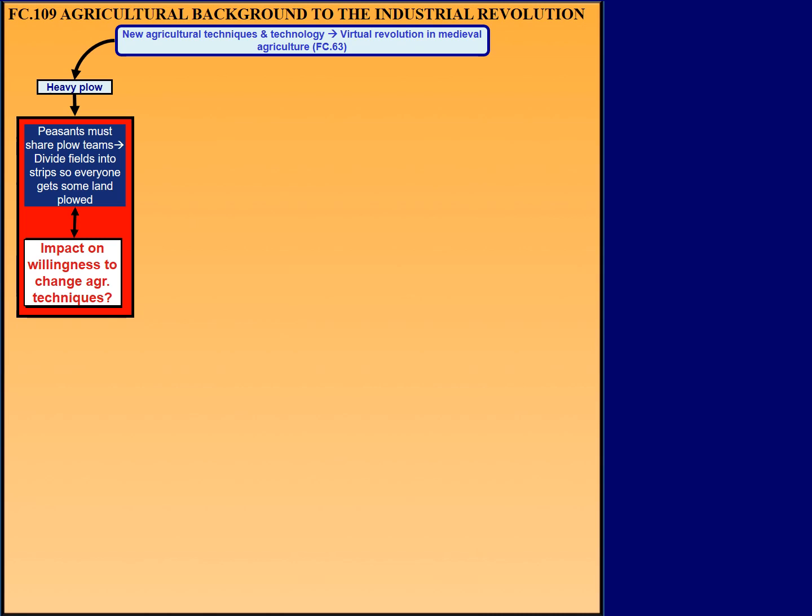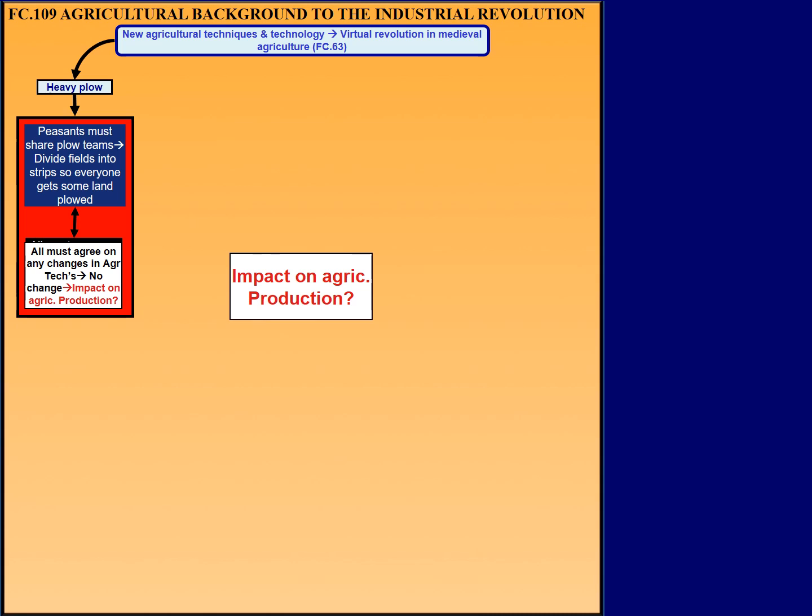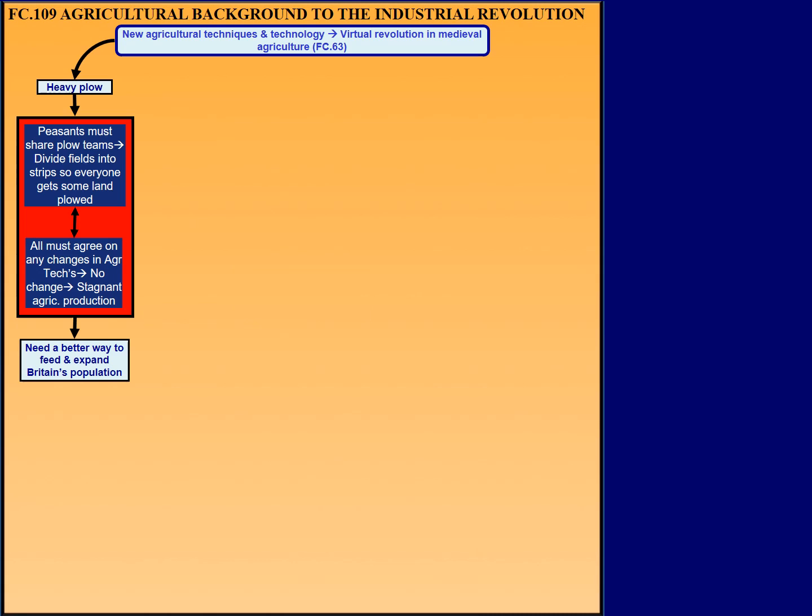If you're ploughing common land in these thin strips, how willing do you think you would be to change your agricultural technique? Probably not very. Everyone would have to agree on any new technology that was going to be introduced. What's that going to mean for agricultural production? Well, it's going to be stagnant. So they're going to have to find some other way to respond to the need to feed the population.